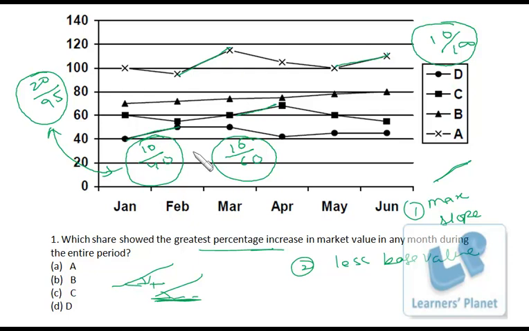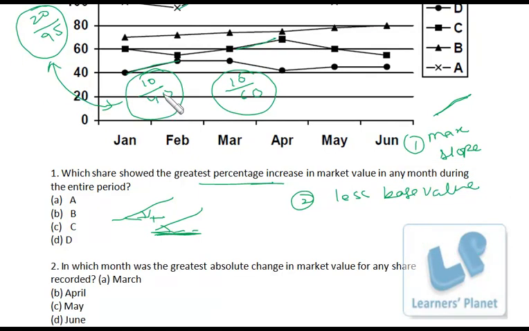I hope you are getting my point. This is a really important concept: whenever you have to find the percentage increase and you are given the slope, just check where you get the maximum slope. If you have equal slopes, then check the base value. In this case the base value is lesser for share D in the month of Jan to Feb. So your answer is D. Here it is a 25% increase. I hope you are clear.